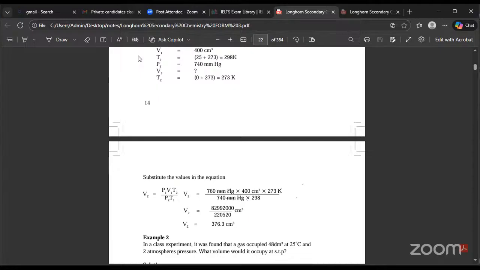In a class experiment, it was found that a gas occupied 48 dm cubed at 25 degrees and 2 atmospheres. What volume will it occupy at STP? I like this question, and it's good that it came to you. You'll tell me that one at STP.